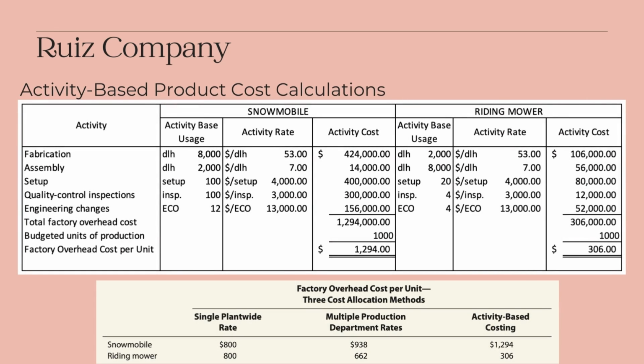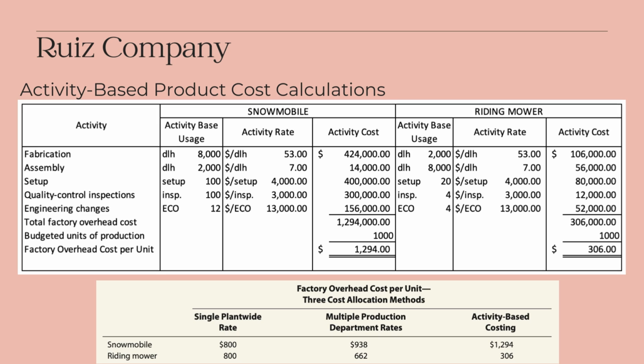So moving on for the riding mower, still, as you can see, the activity rates are the same for both product types. Now, it just differs on the level of the activity-based usage. So we can compute different activity costs because they have different activity-based usage. For the riding mower, if we repeat the steps a while ago, we would come up with a total factory overhead cost of $306,000. And divide it further by the budgeted units of production, 1,000 units, we have $306 of factory overhead cost per unit.